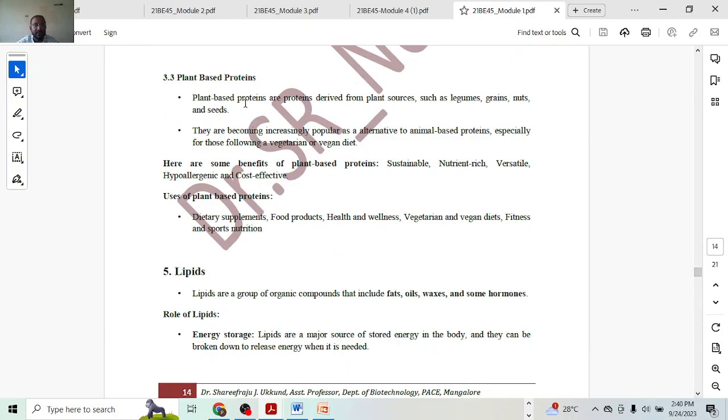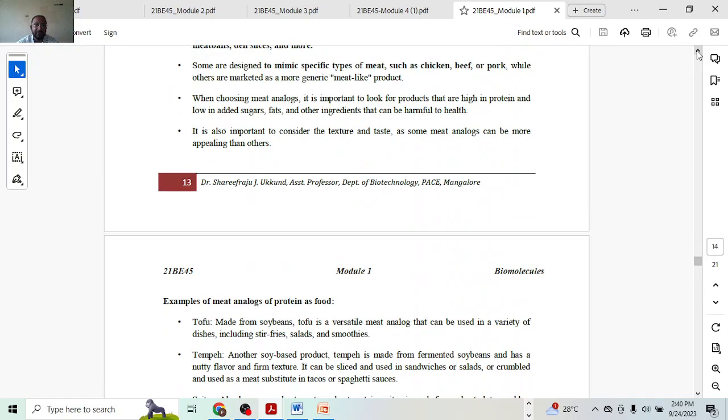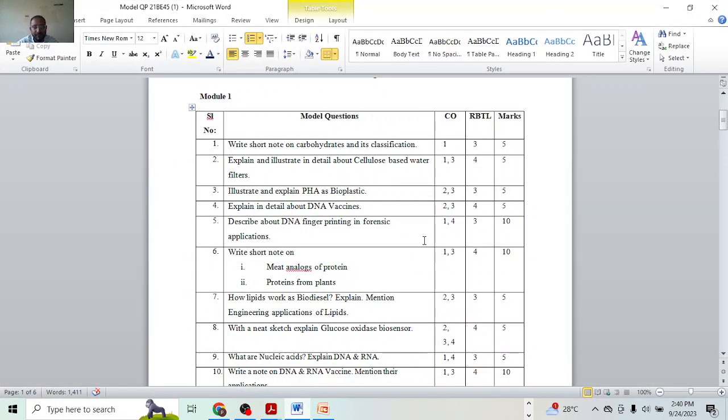Whereas plant-based protein will give you 2 marks. Or this plant-based proteins, it is very less, so you can write it for 2 marks, whereas this particular meat analogs might give you 3 marks. Understanding? So collectively they are asking you for 5 marks.